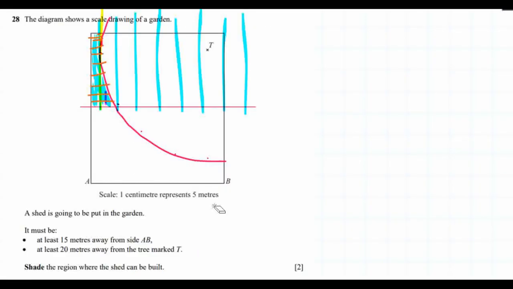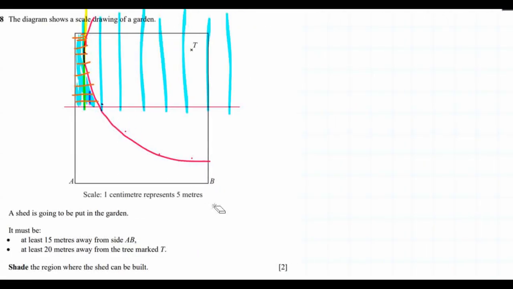So here we go, this is our answer. We have 15 meters away from AB here. So we make a line. 1 cm represents 5 meters, so 15 meters will be 3 cm from AB. So we make a line 3 cm from the line AB. This is 3 cm. So this line is done.